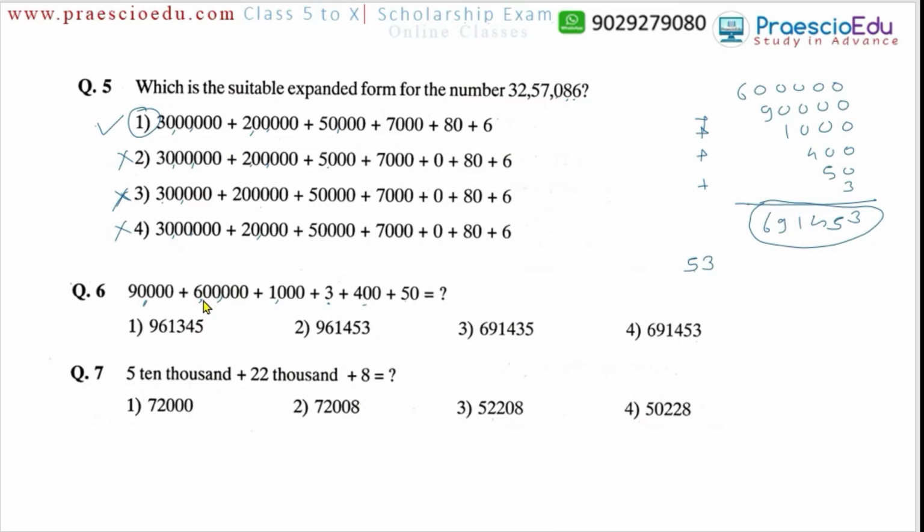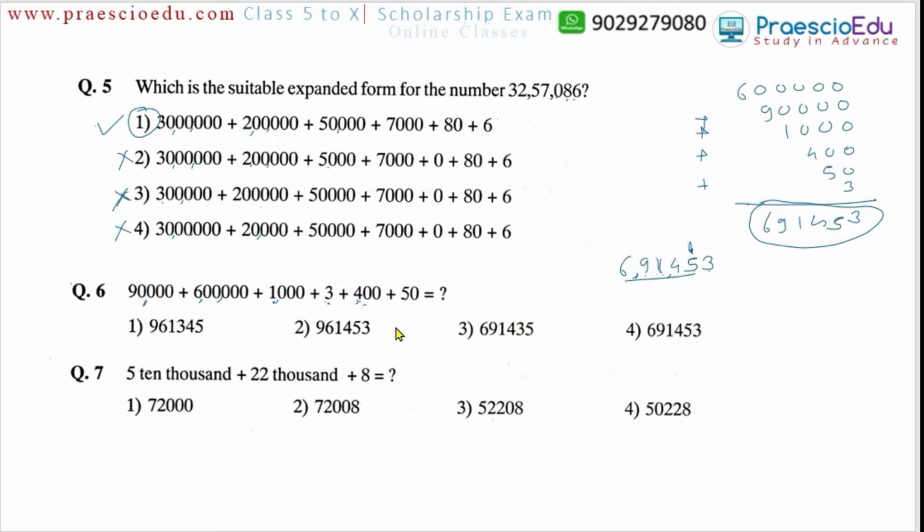Here 6 lakh is the highest term and the lowest term is 3, which is the unit place. At the tens position 5 comes. At the hundreds position, 400 means 4 comes. Then thousands, 1 comes. Then 90,000, so 9 comes at the ten thousands place, and then 6 lakh after the comma. Like this we can find it in minimum time.